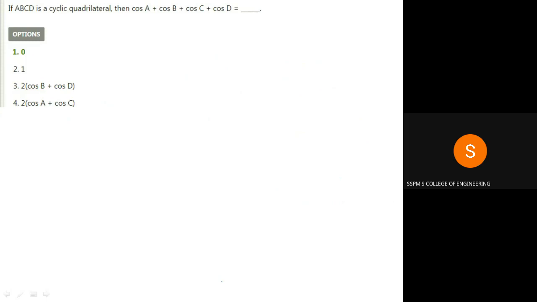So what is given here? If ABCD is a cyclic quadrilateral, you should first know what is a cyclic quadrilateral. Suppose this is a circle, any circle. If you draw any quadrilateral, and these vertices are on the circumference of the circle, then this quadrilateral is called a cyclic quadrilateral. And what is the property of such cyclic quadrilateral? A, B, C, D, suppose this is. So what is the special property for this quadrilateral?